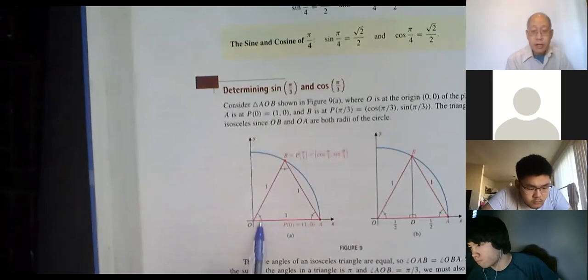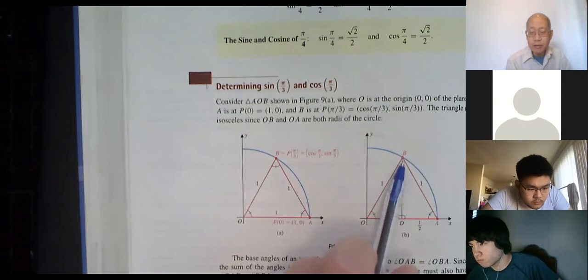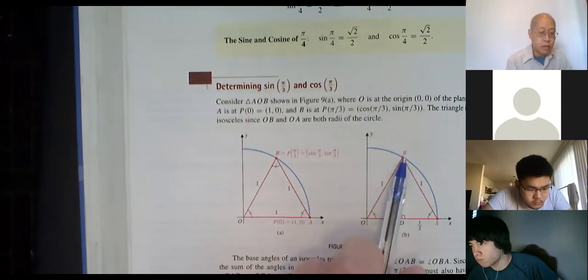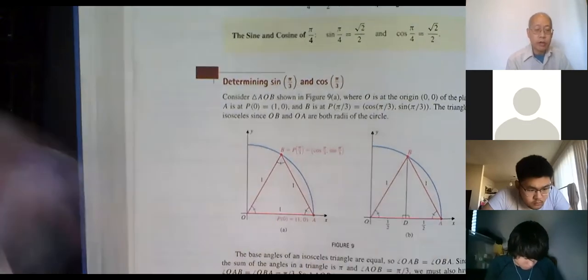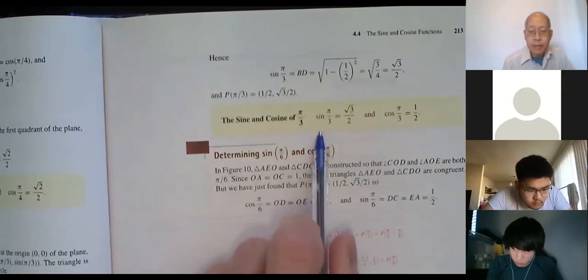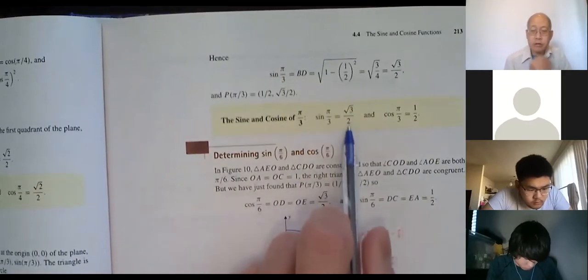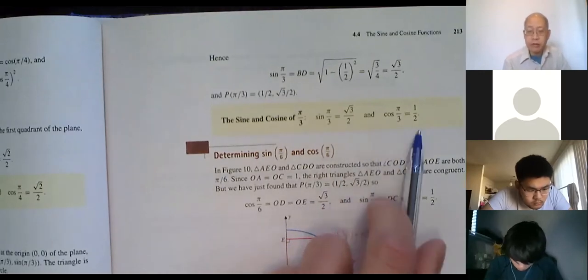So the distance from here to here is a half. Distance from here to here is radical 3 over 2. X coordinate is a half. Y coordinate, radical 3 over 2. So there we go. Sine of pi over 3, sine of 60 degrees, radical 3 over 2. Cosine of 60 degrees, cosine of pi over 3, 1/2.